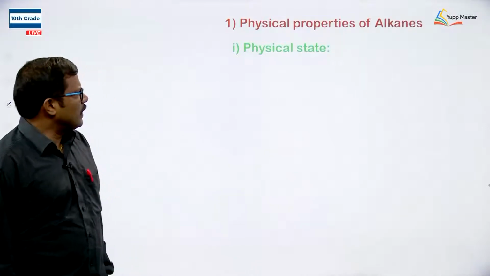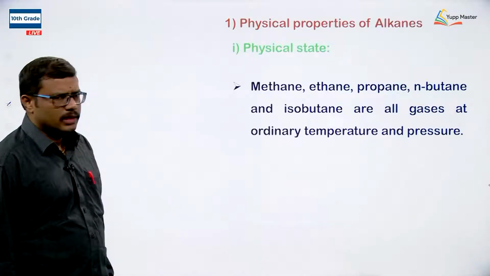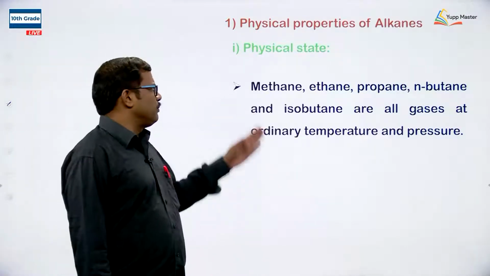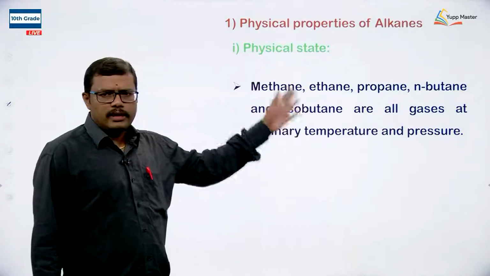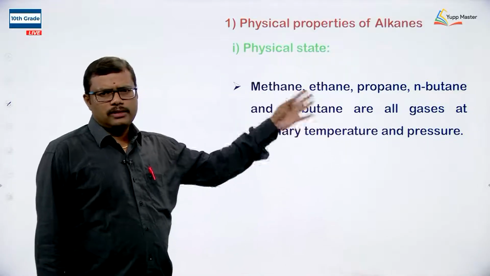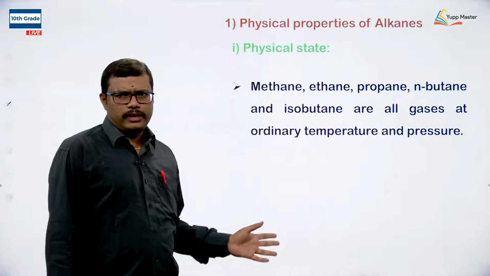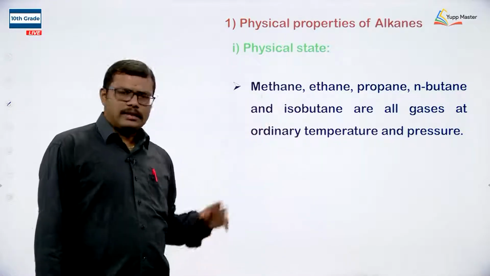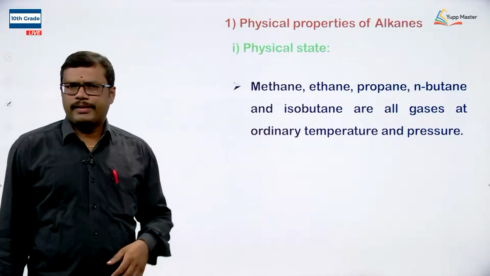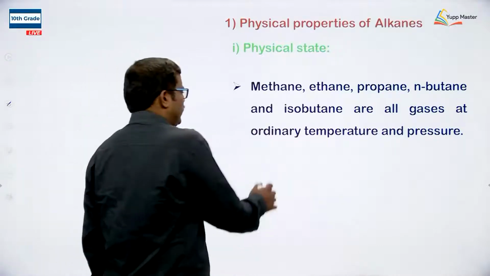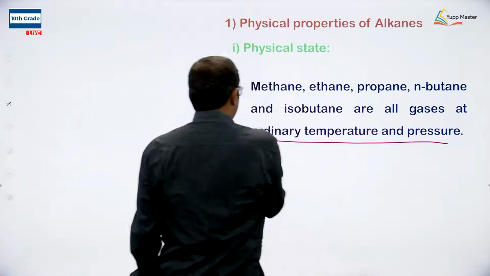Let us first look at the physical state. So, we know the first members like methane, ethane, propane, butane, isobutane. All these are gases at room temperature. Here ordinary temperature and pressure means the room conditions. Okay.